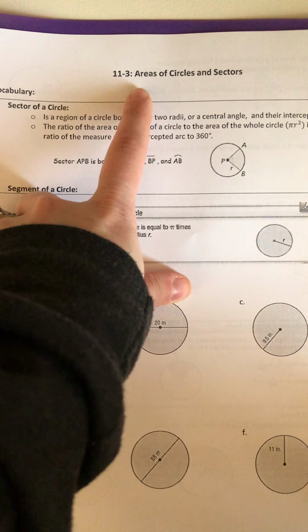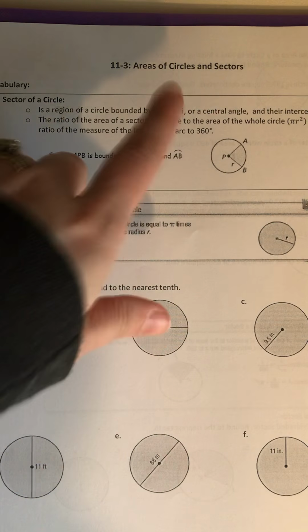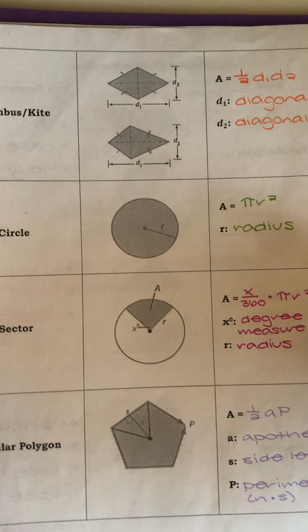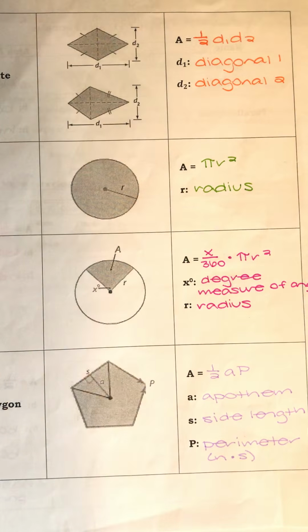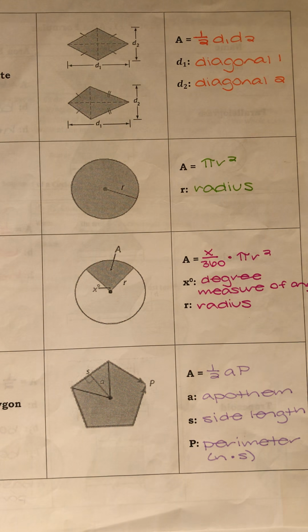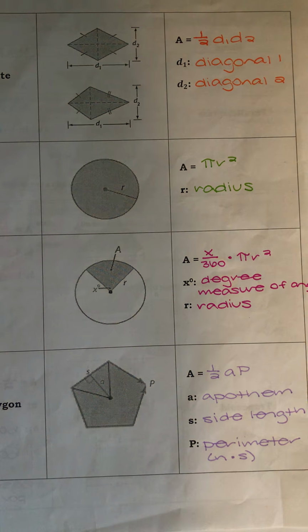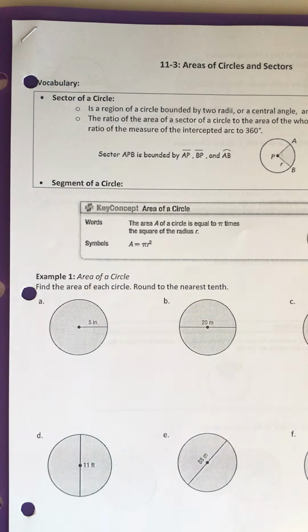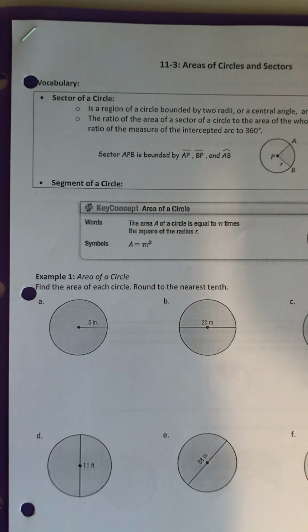So we're going to start with the 1-3 area of circles and sectors notes. We're going to do area of circles today and area of sectors tomorrow. So on your formula sheet for circles, our formula is area equals pi r squared. So the only variable we need to fill in is the r for radius. Formula is also listed up here. So let's take a look at this first one.